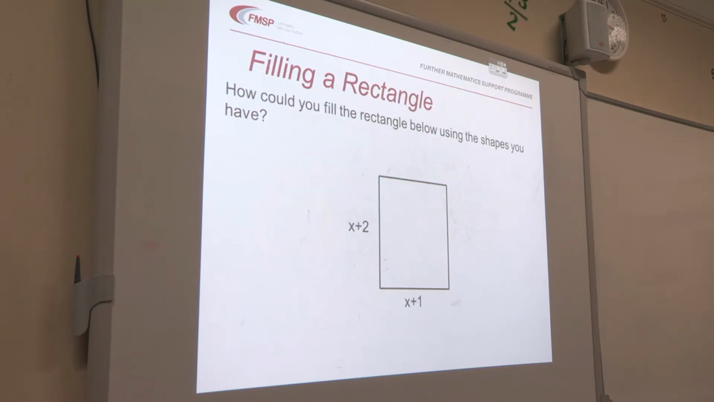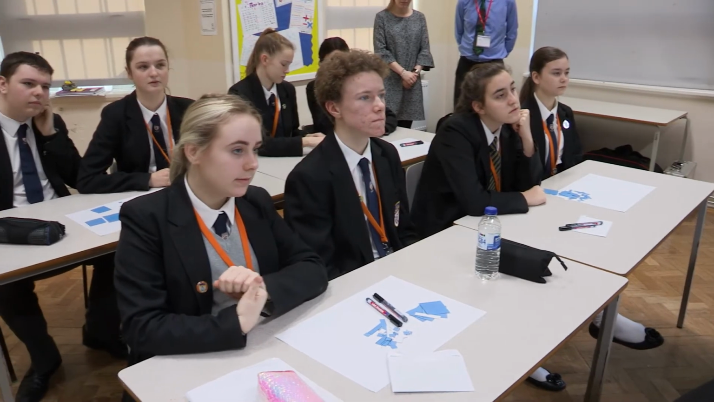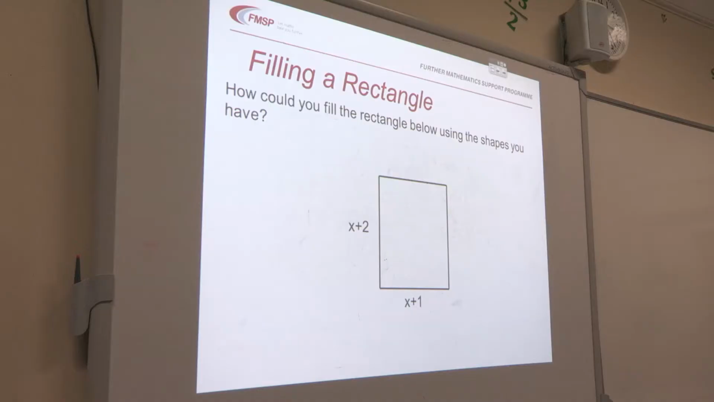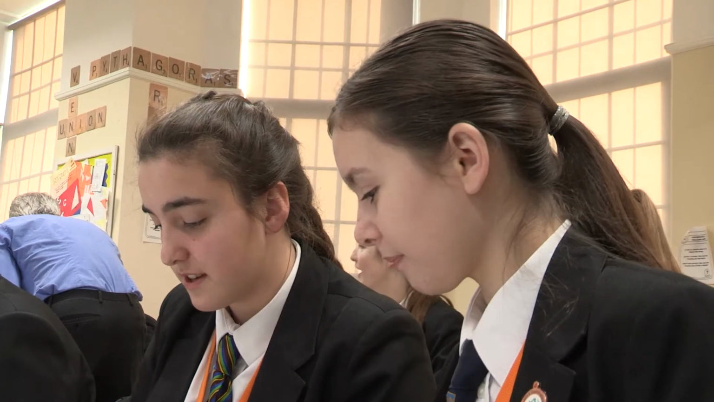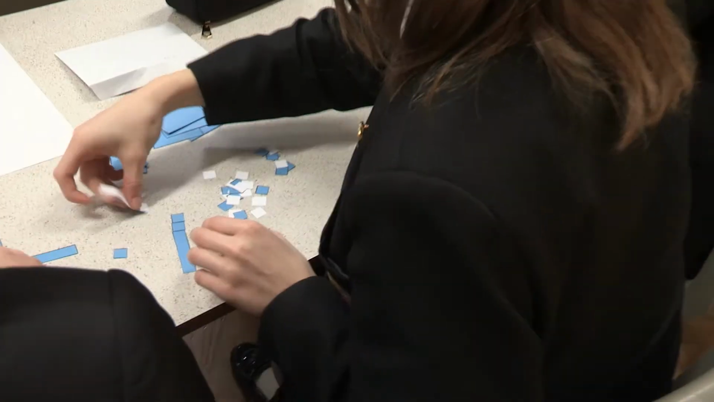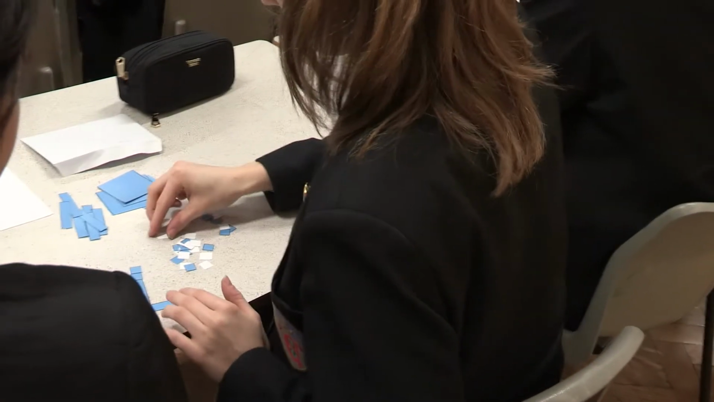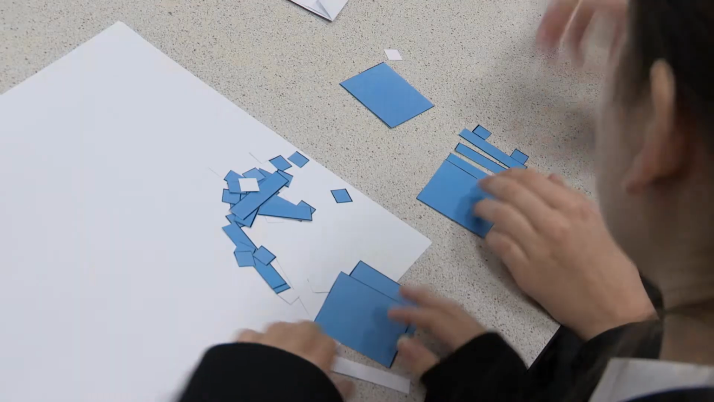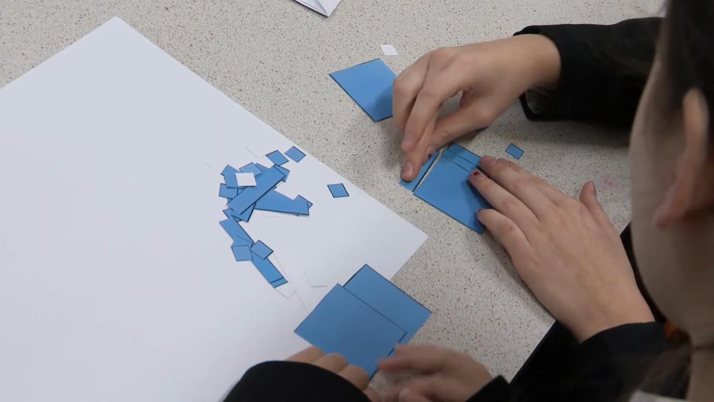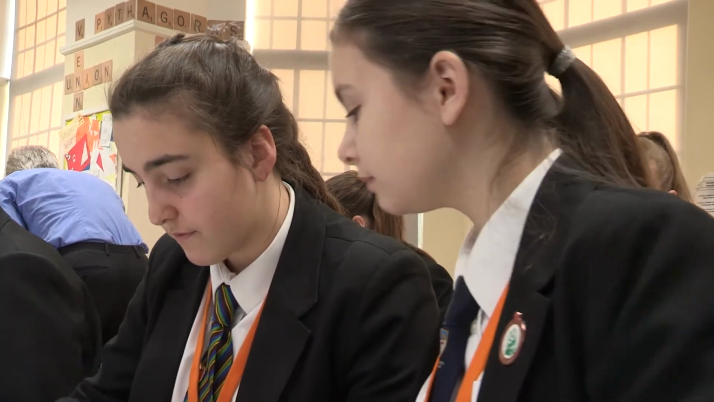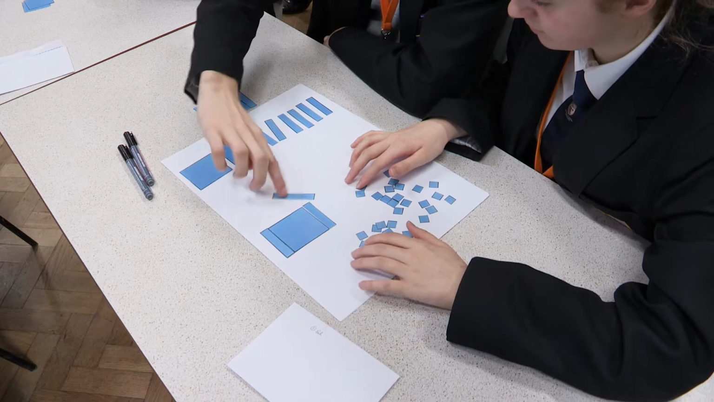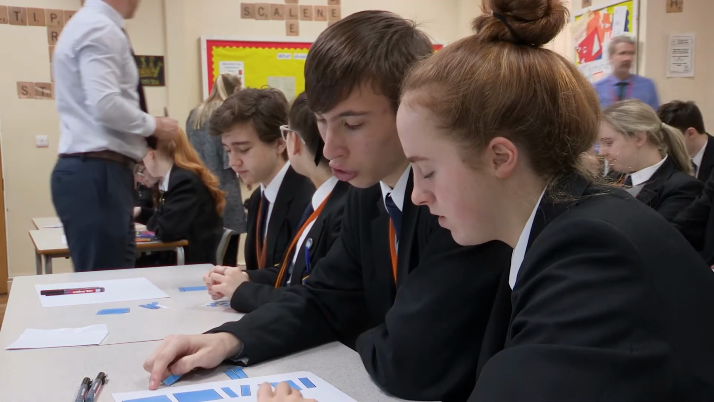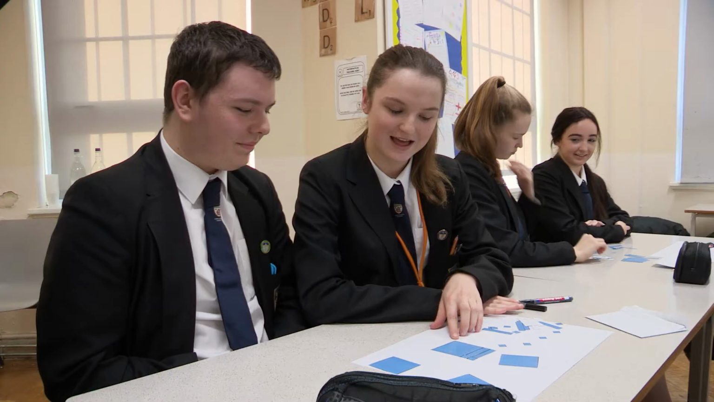If you've got a rectangle whose height is x plus 2 and whose width is x plus 1, use those shapes to fill that rectangle. How would you arrange that? X plus 1 is there. So like that. And then do you fill it? Yeah, like that. By working in pairs, 2 students work with one set of cards. The teacher hopes this will encourage them to discuss and explain their reasoning.